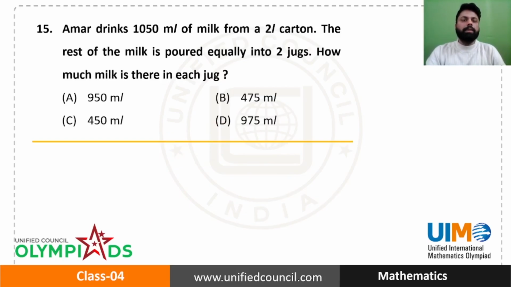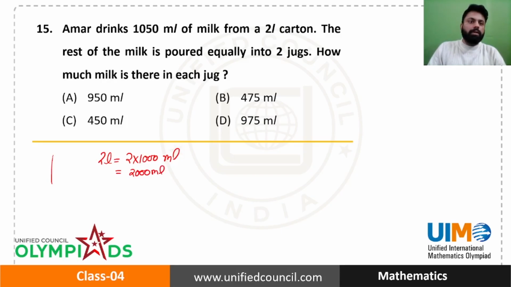Amar drinks 1050 ml of milk from a 2-liter carton. The rest of milk is poured into 2 jugs. How much milk is there in each jug? 2 liters is equal to 2 multiplied by 1000 milliliter, that is 2000 milliliter. This is the quantity that was there in the milk box.